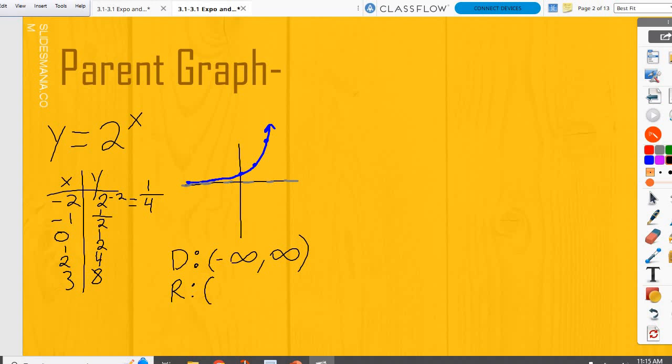We just said we can't get negatives, right? So 0 to positive infinity. And remember that since it can't equal 0, we put the parentheses there instead of the bracket.